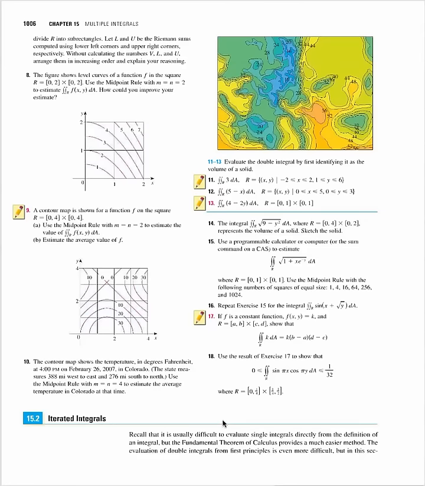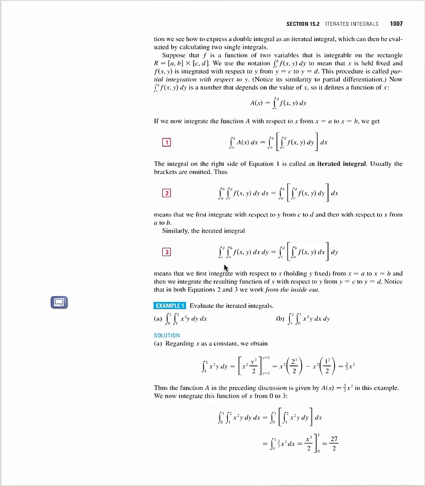Sorry, missed it. At the bottom of 1006, we get into section 15.2, iterated integrals. Your book starts by presenting iterated integrals. It's basically an integral with respect to one variable inside an integral with respect to another variable. I really like the comment on the top of page 1007 about partial integration with respect to a variable and its similarity to partial differentiation. Make sure that you can do the stuff in example 1. That's certainly well within your abilities at this point.